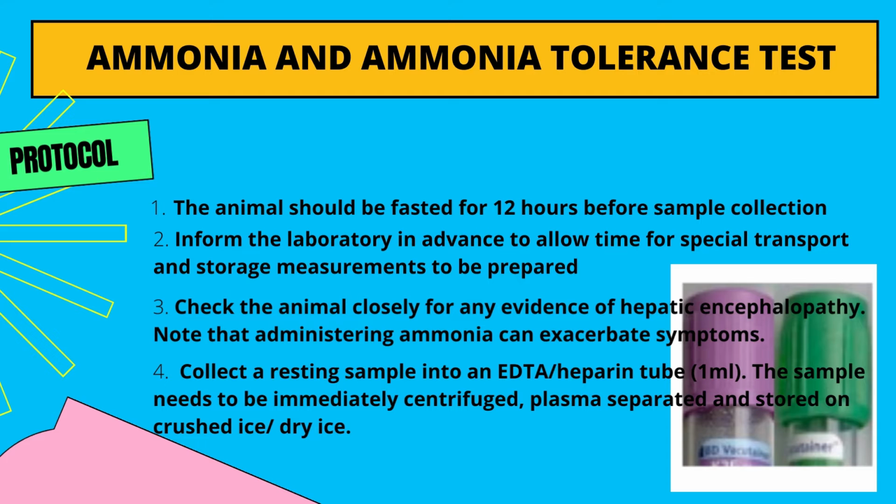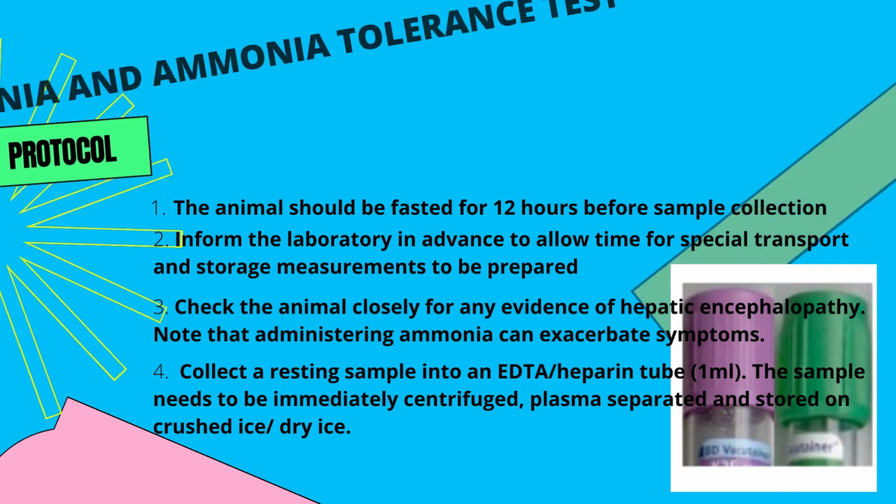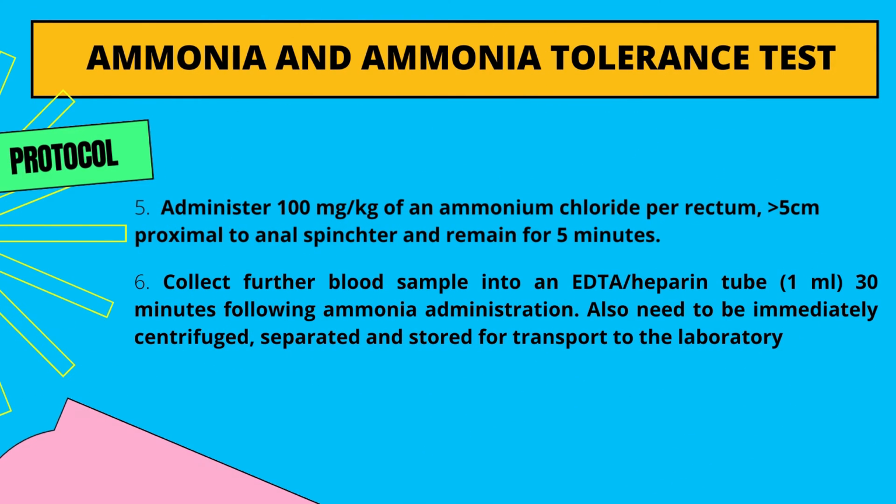Collect a resting sample into an EDTA or heparin tube. The sample needs to be immediately centrifuged, plasma separated, and stored on crushed ice or dry ice. Then, administer 100 mg per kg of ammonium chloride per rectum, more than 5 cm proximal to the anal sphincter, and remain for 5 minutes. Collect a further blood sample of around 1 ml into an EDTA or heparin tube 30 minutes following ammonia administration. It also needs to be immediately centrifuged, separated, and stored for transport to the laboratory.